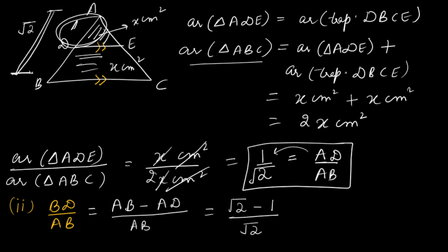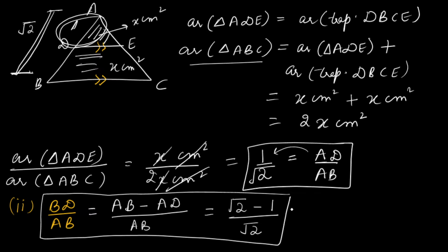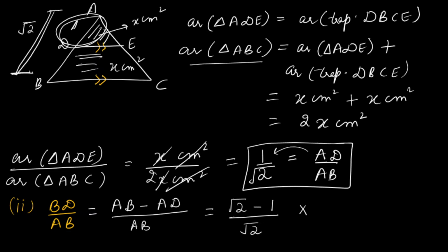Root 2 minus 1 by root 2, isn't it? Because Monisha has given a different answer, 2 minus root 2 by 2. I think it should be root 2 minus 1 by root 2. How did you get 2 minus root 2 by 2? Okay, so he has rationalized this. Whenever you have an irrational denominator, you can rationalize it. Yes, so rationalization we can do here.